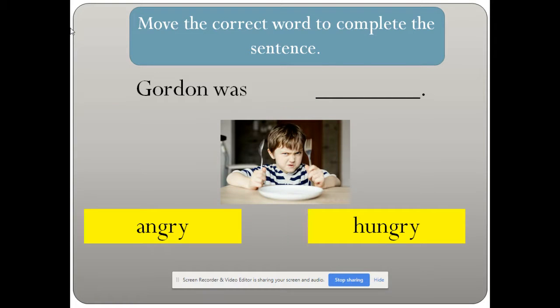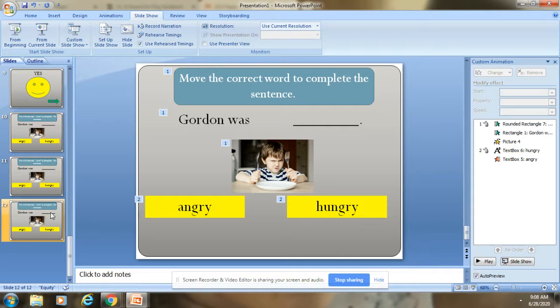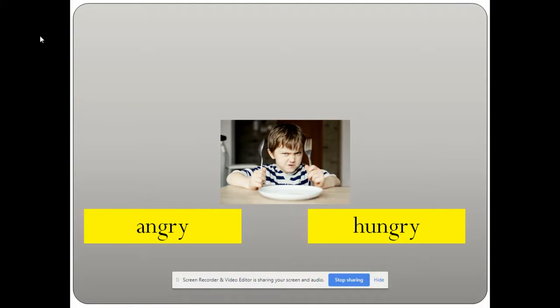So now they know what you could do with this. If the answers are there, you can first start off with students based on what we understand. How was he feeling? What are the words? So first, what are the words? Students, angry, hungry. Who is the person in the picture? The person in the picture is Gordon.